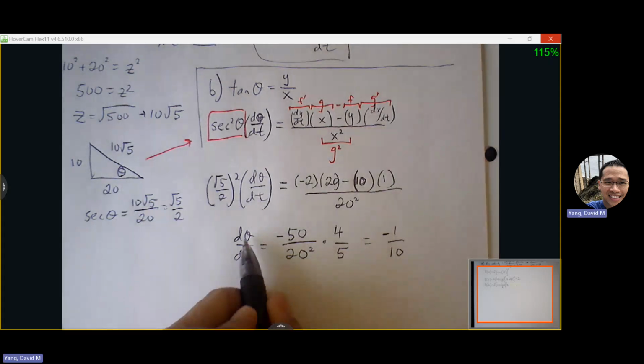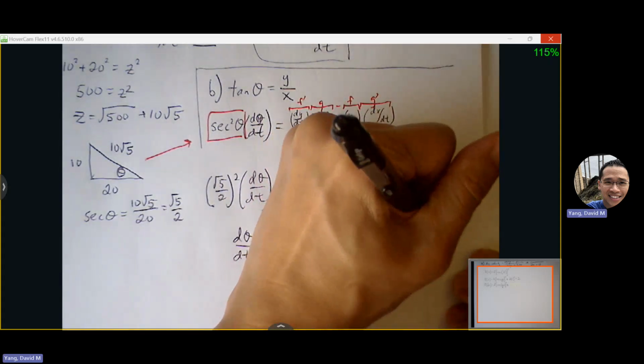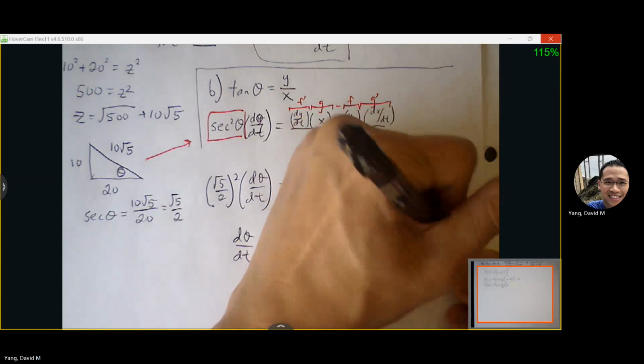Okay, units of measure: your theta is always going to be radians, never degrees. So it's radians per time unit, per second.